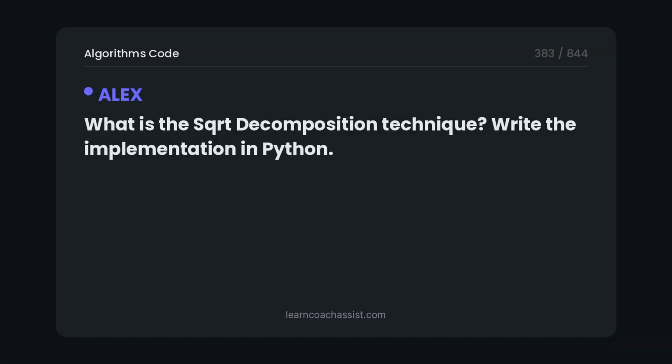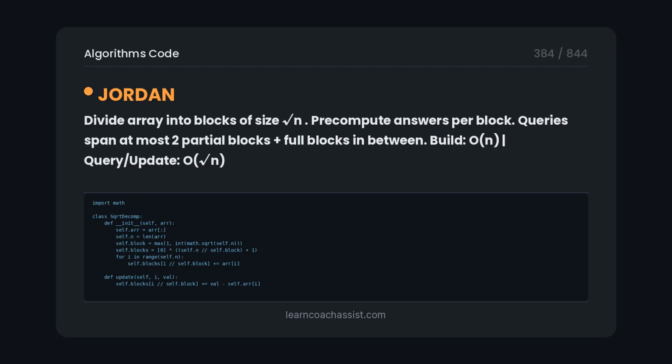What is the sqrt decomposition technique? Write the implementation in Python. Divide the array into blocks of size square root n. Pre-compute answers per block. Queries span at most 2 partial blocks plus full blocks in between. Build O(n), query/update O(sqrt n).